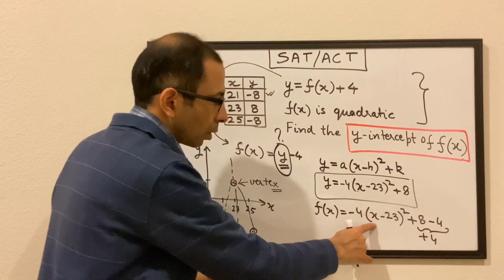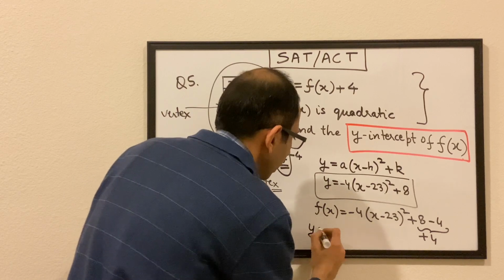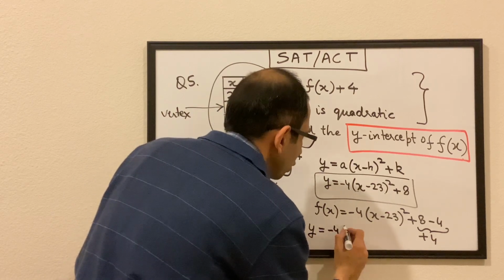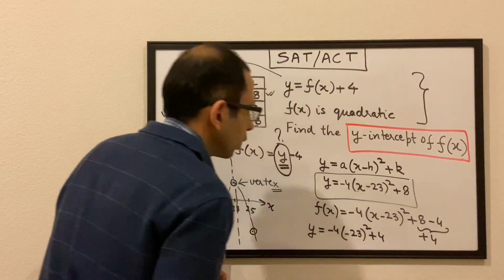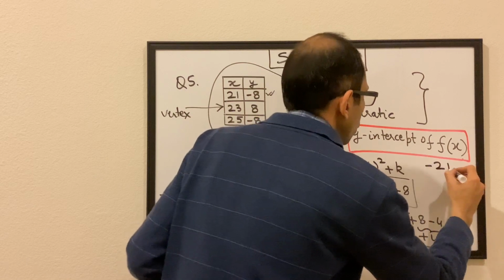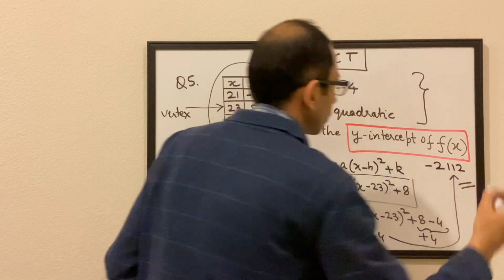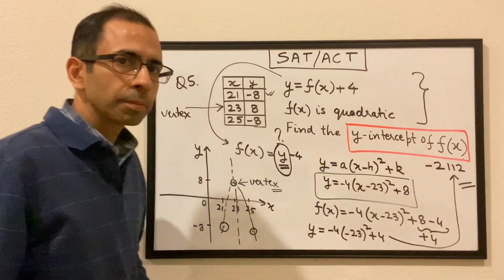So plug in x equal to 0 here and solve for the value of y, and you get y is equal to -4(0 minus 23) whole square plus 4, which gives us a value of -2112. So this is the y-intercept of this function f(x).